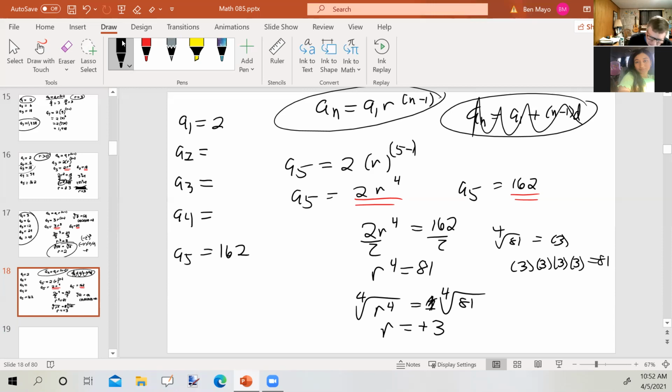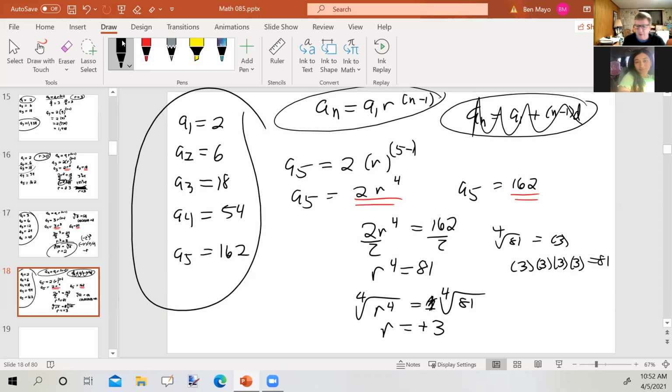So I would just get a positive 3. Okay, so back over here, 2 times 3 is 6. 6 times 3 is 18. 18 times 3 is 54. 54 times 3 is 162. So there's our 3 geometric means in the middle of those terms.